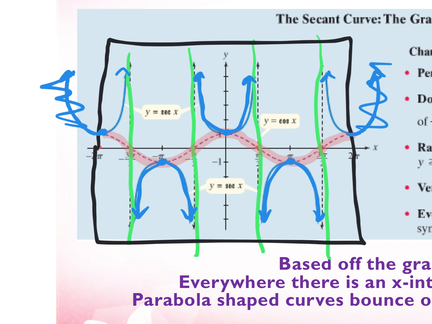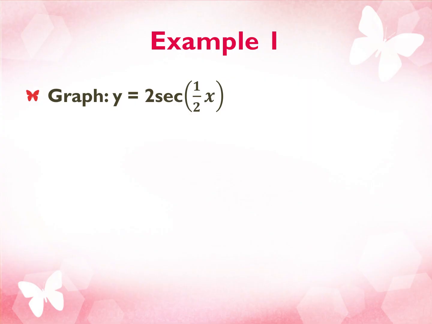So when we go to graph the cosecant and the secant, we're going to first graph for cosecant. We're going to graph the sine graph, and then add in the asymptotes, and then add in your parabola shapes. And then for the secant, we'll graph the cosine graph first, and then add in the asymptotes, and then graph the parabolas at the max and the mins.